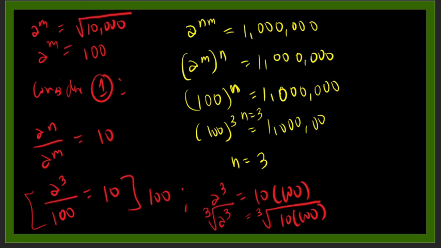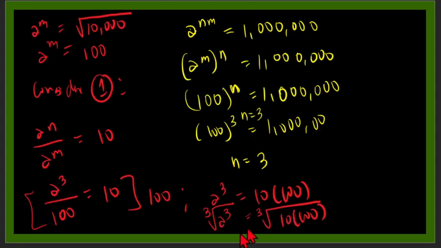So we could see that from this equation, our a is equal to the cube root of 10 times 100. So from the calculator, we have solved that, and that is equal to 10. And this is now our answer.